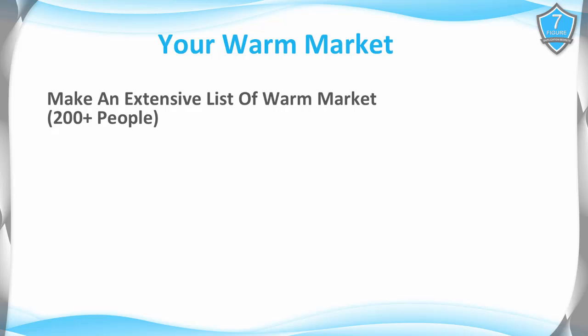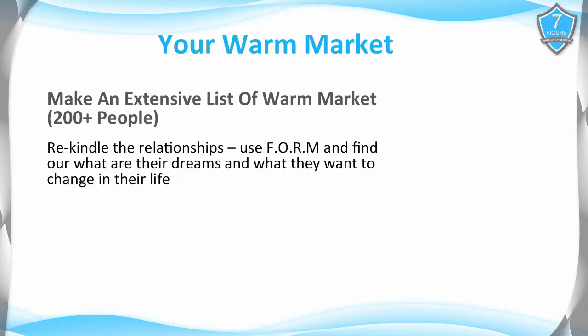So it would be pretty simple today to just look at your Facebook list or your email list or perhaps your phone and actually write down a list of 200 people. Now, with some of these people, you will actually need to rekindle relationships, meaning you've lost touch, perhaps gone to school or university with them and lost touch in recent years. So you need to first rekindle those friendships by using FORM.